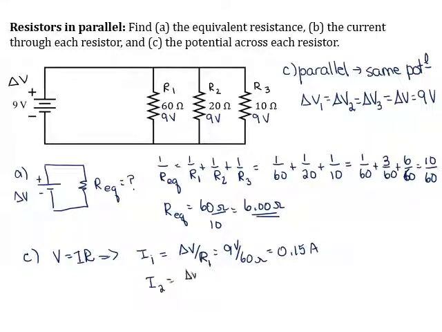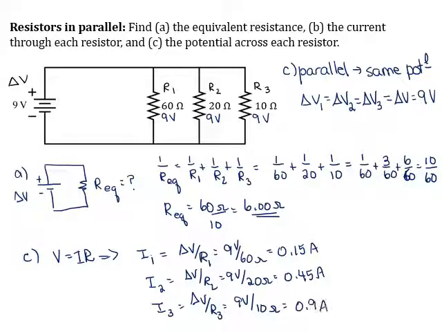I2 is delta V over R2. 9 volts over 20 ohms equals 0.45 amps. I3 equals delta V over R3. 9 volts over 10 ohms gives us 0.9 amps.